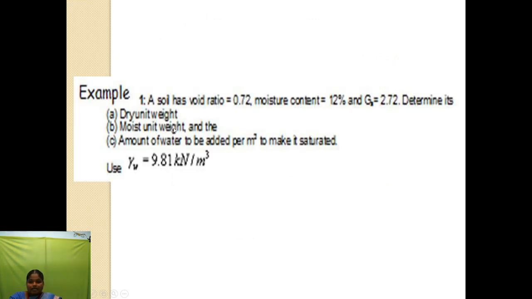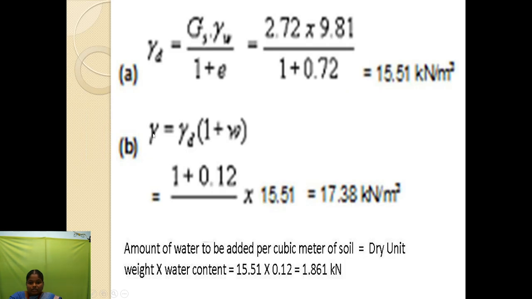And the second one is to calculate the moist unit weight. For the moist unit weight, the formula is: moist unit weight equals dry unit weight into 1 plus water content. So 1 plus water content, into 15.51, which we already found as the dry unit weight, gives the moist unit weight value of 17.38.